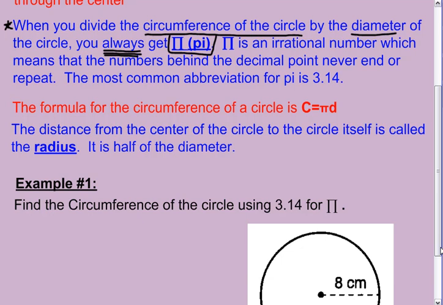Whether it's a quarter or whether it is the equator, if the equator were a perfect circle. Okay? You're always going to get pi. Now, pi is an irrational number, which means that the numbers behind the decimal point never end or repeat. The most common abbreviation for pi is 3.14.